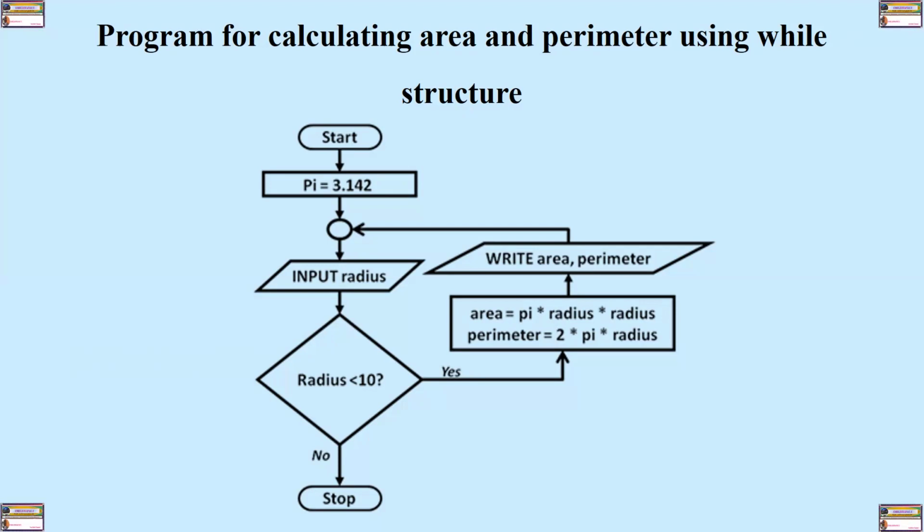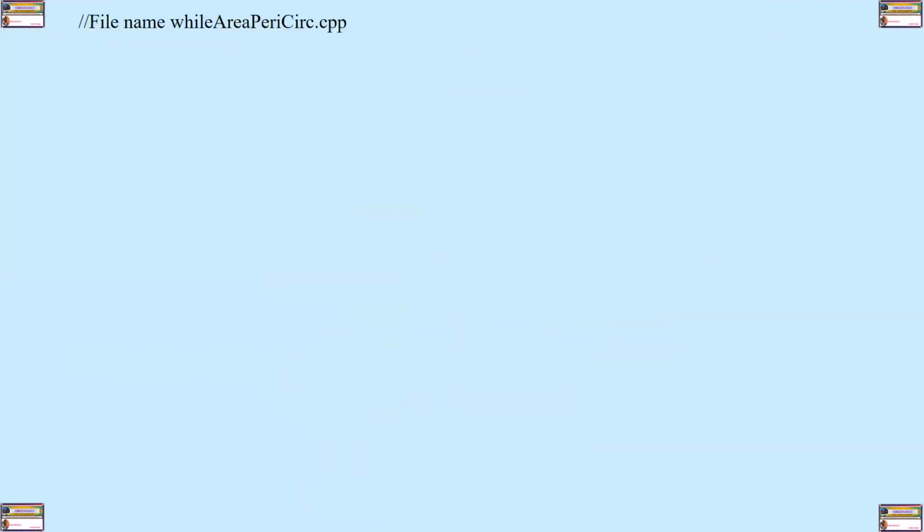So this simply means this loop may exit without any computation of area or perimeter. When will that happen? It will happen if once you begin, you key in a value of radius that is 10 or more than 10. So nothing will be done. The program will just end.